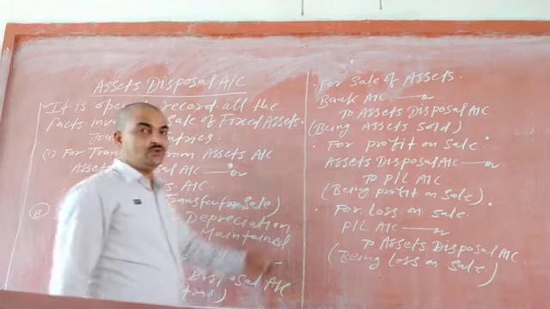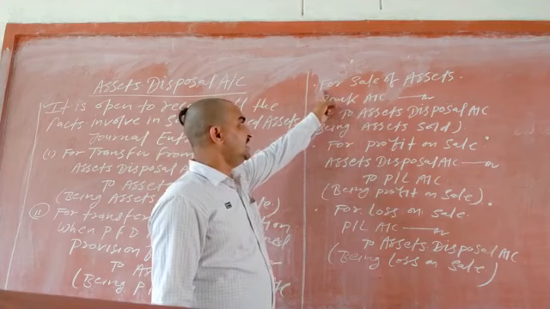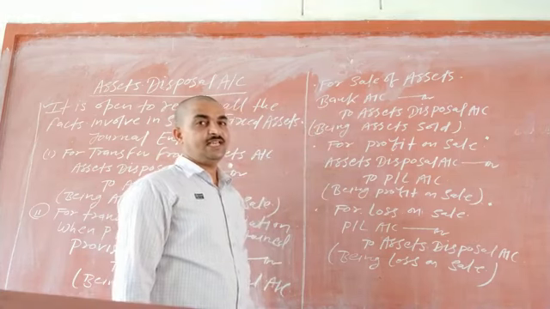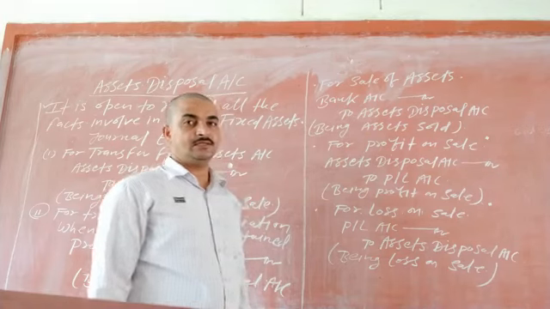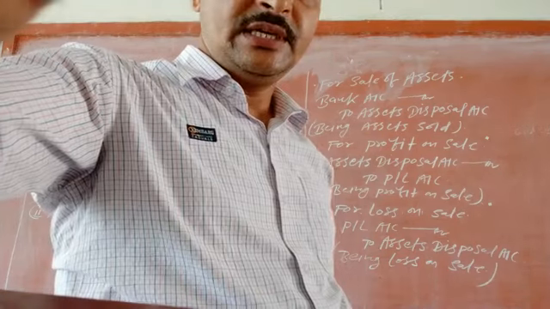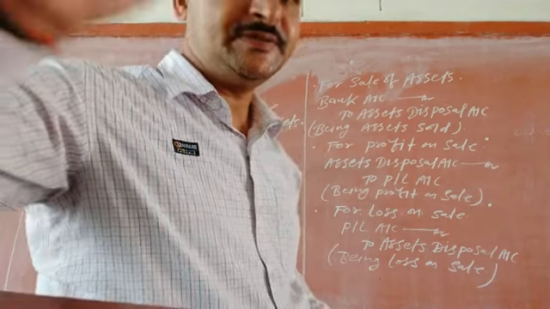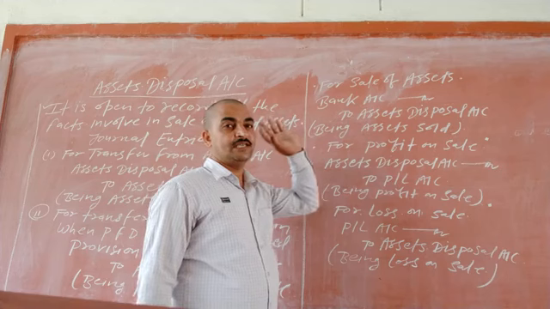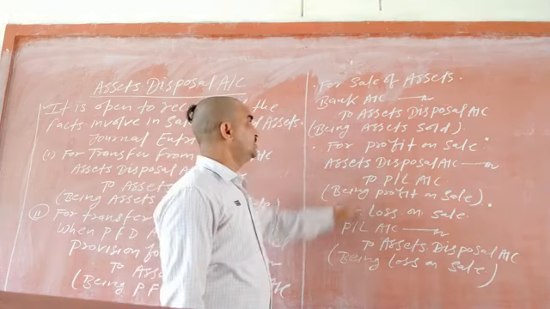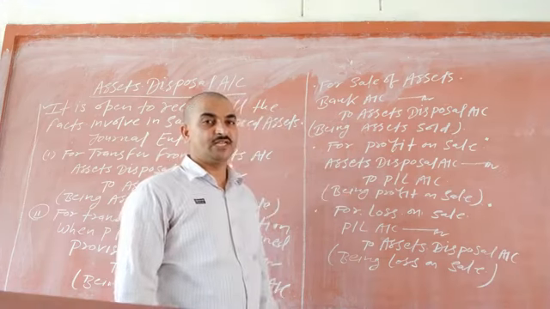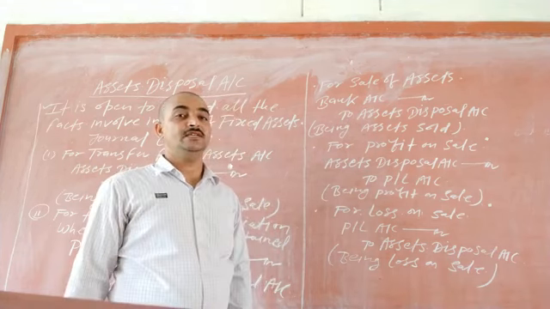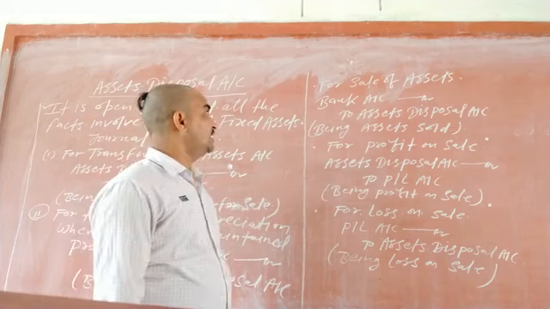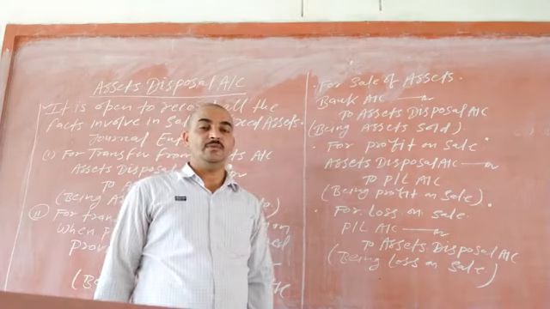Now the third entry you can see here, that is for sale of fixed assets. In sale of fixed assets, the first entry is bank account debit to asset disposal account. It is for sale of asset.